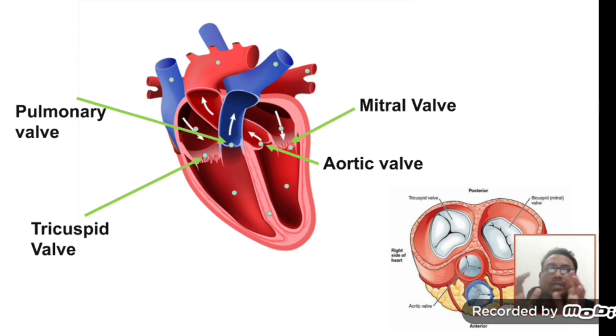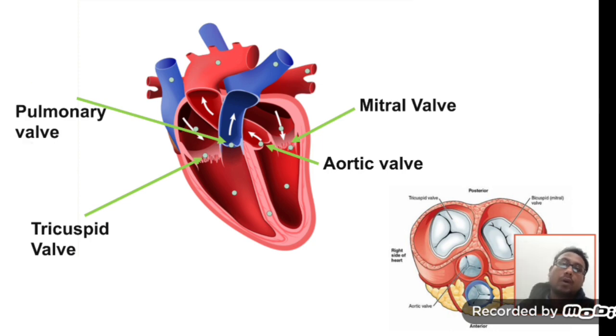Basically, the goal of the right side of the heart is to deliver deoxygenated blood from the body to the lungs. It collects all the deoxygenated blood from the body into the heart, and then it pumps it out to the lungs to become oxygenated. So this is the first part.